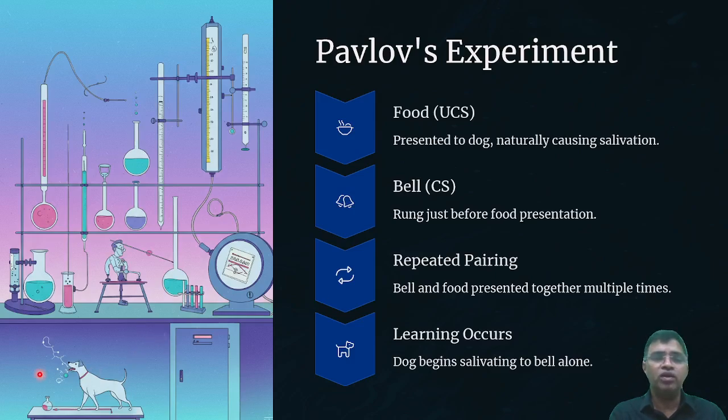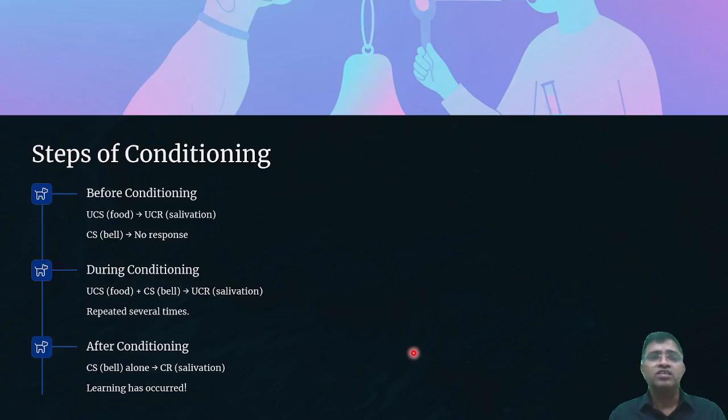So here is the pictorial representation. The food is the UCS, the unconditioned stimulus. The bell is the CS, the conditioned stimulus, with repeated pairing of bell plus food. The learning outcome is that when the bell rings, the dog salivates. Okay, steps to conditioning. Before conditioning, UCS, that is food, gives UCR, salivation. The CS, the bell, gives no response.